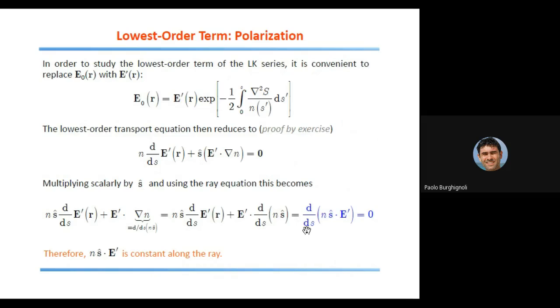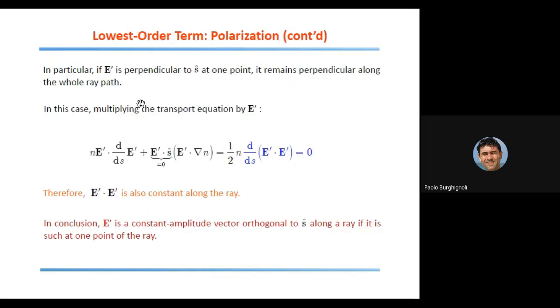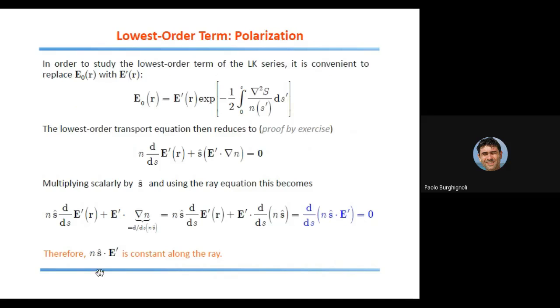You will discover that the derivative with respect to the abscissa S of this quantity in brackets must be equal to 0. So this tells us that the quantity in brackets is a constant along the ray, which is something useful because now we have information about the behavior of E0 along the ray. In particular, for example, if E prime is perpendicular to the ray at one point, it will remain perpendicular forever, because in that case this dot product here is equal to 0, and if this must be a constant, it will remain 0 at any point along the ray.